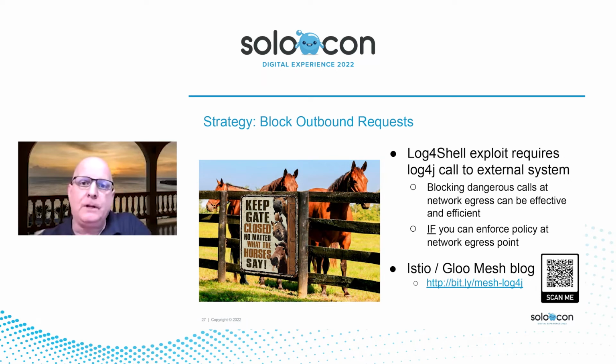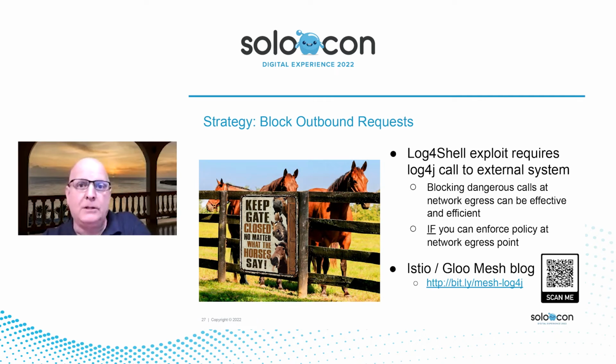As you recall, a Log4Shell attack depends on Log4j interpreting a malicious input string as a request to access a remote server. So if we can apply policy at the network egress point, then we can potentially stop these attacks without modifying the underlying systems. So this is an approach that can be both effective and efficient, but the challenge is that in many organizations, there's not a great mechanism for applying policy like this at the egress point.